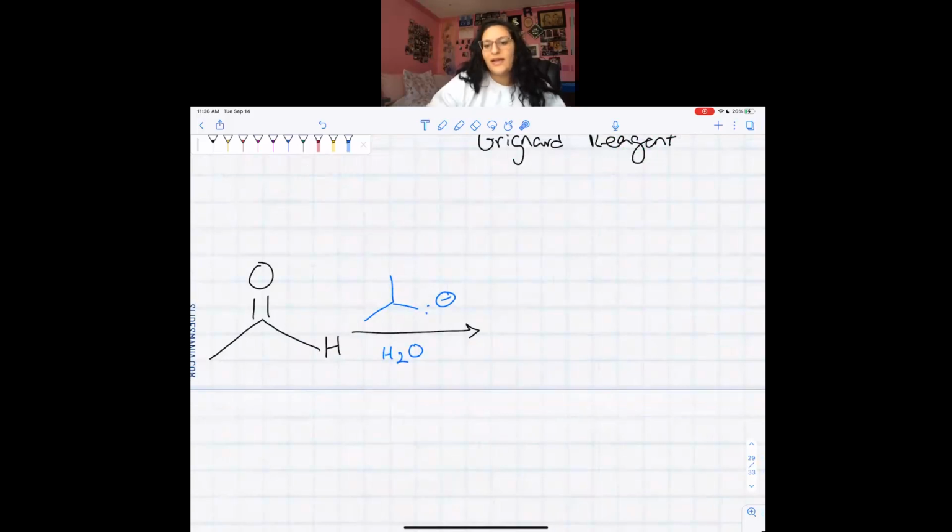All right, so someone asked, so it's going to act like a base here? No, because we don't have an acidic hydrogen, right? Because like we said, acidic hydrogen is going to be very, very specific. This hydrogen is attached to the carbonyl. So in that case, we're going to say it's not an acidic hydrogen. I'll show you what an acidic hydrogen looks like in a second, but let's do this reaction first.